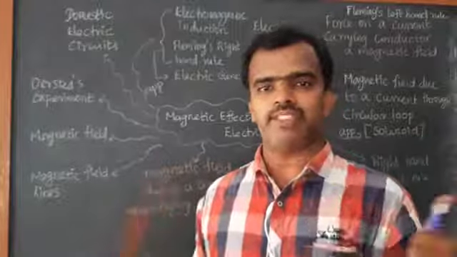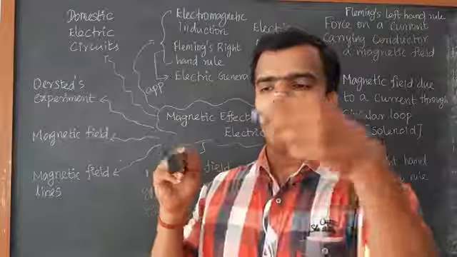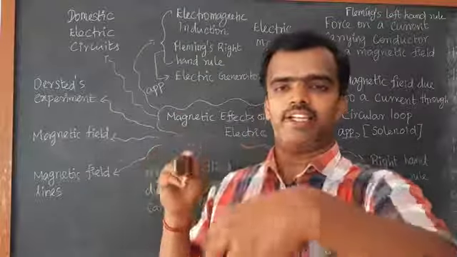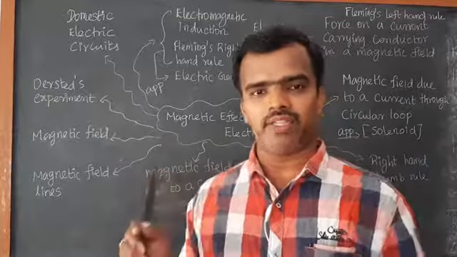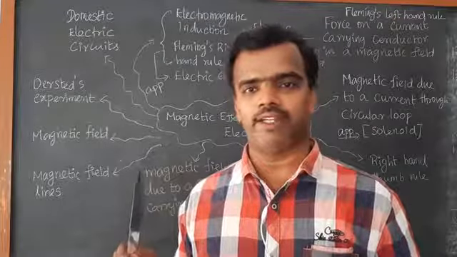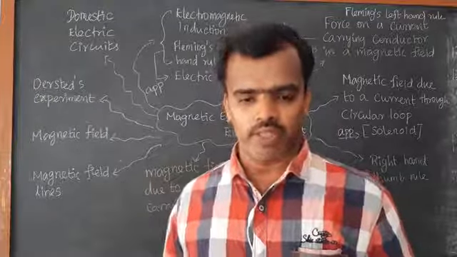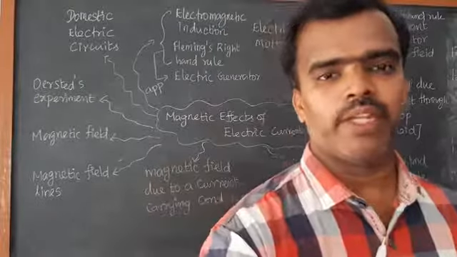What is called perpendicular? Exactly 90 degrees, right. So the magnetic field acts at exactly 90 degrees to the current. Now we move on to the topics covered in the chapter.